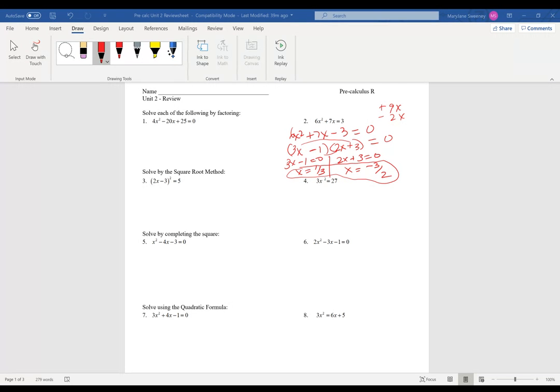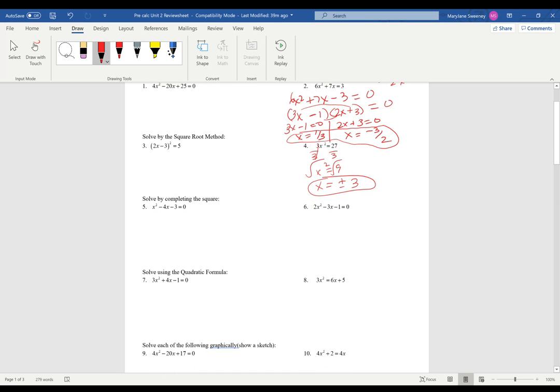When you're doing the square root method, then you are going to just isolate the square, divide by 3. X squared is 9. Square root, when you square root in an equation, you need plus or minus. So don't forget that.